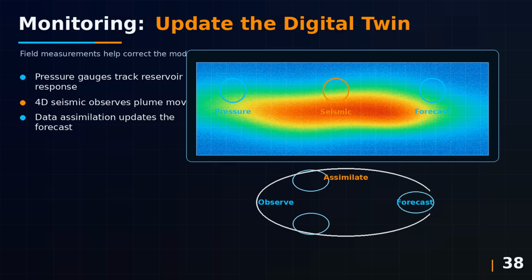Monitoring data may include pressure gauges, production data, injection data, seismic surveys, microseismic monitoring, temperature logs, tracer tests, satellite deformation data, or geochemical measurements. Each data type provides a different view of the reservoir. For example, pressure data may reveal connectivity, seismic data may reveal plume migration, and deformation data may reveal geomechanical response.